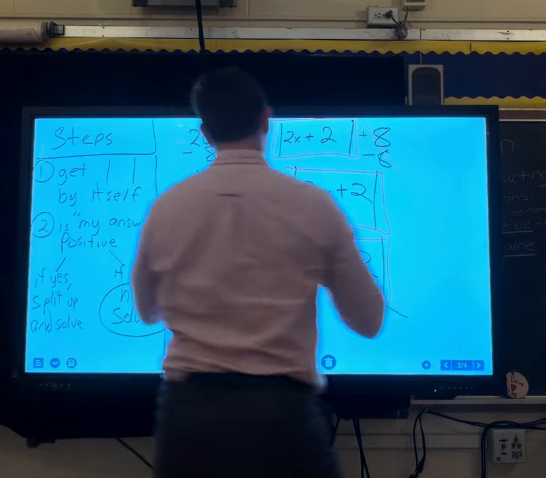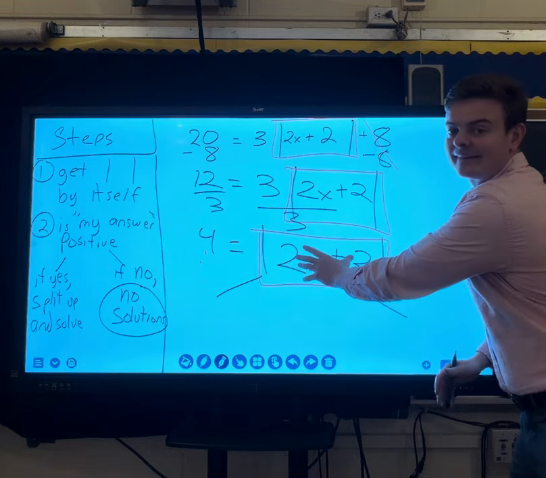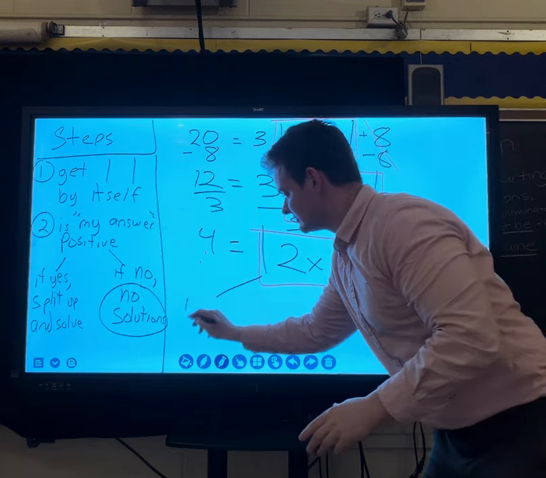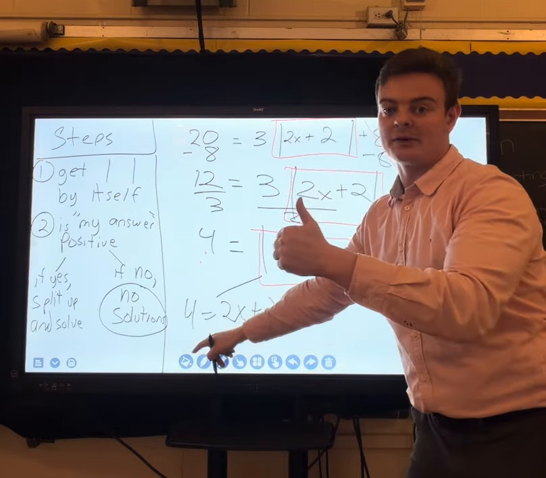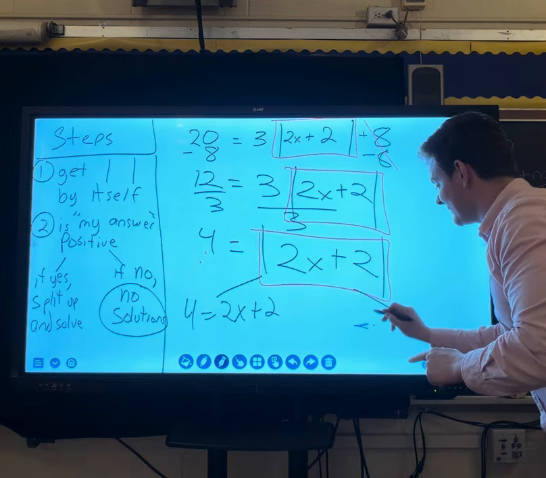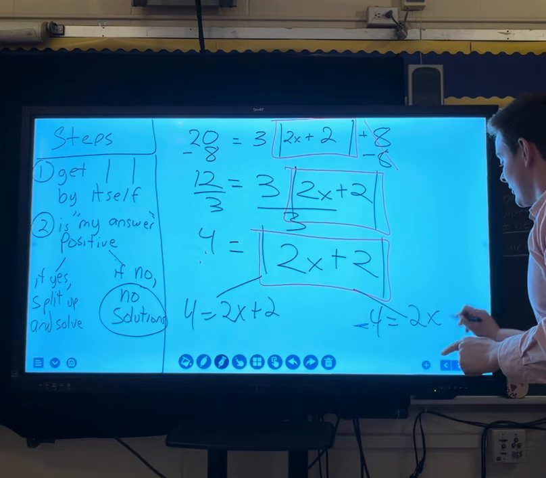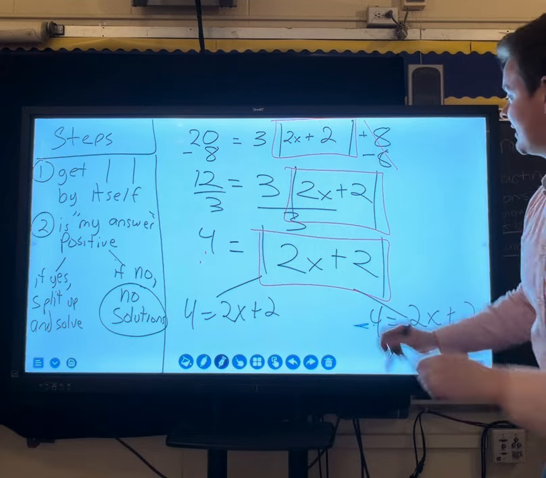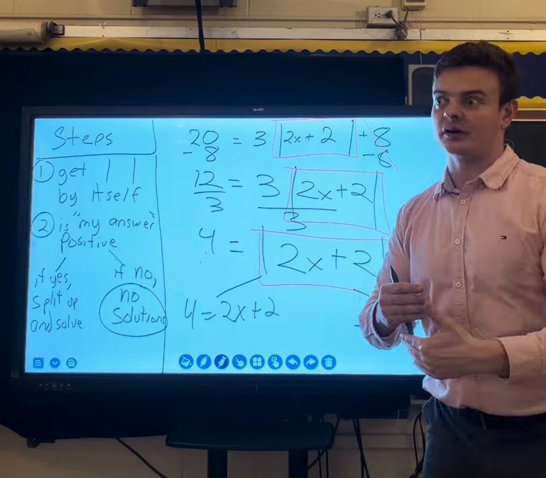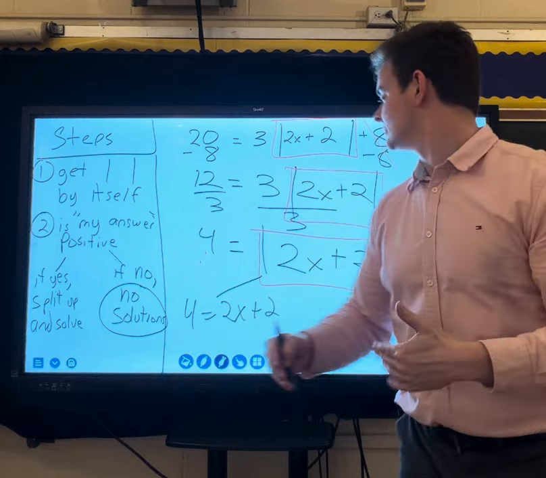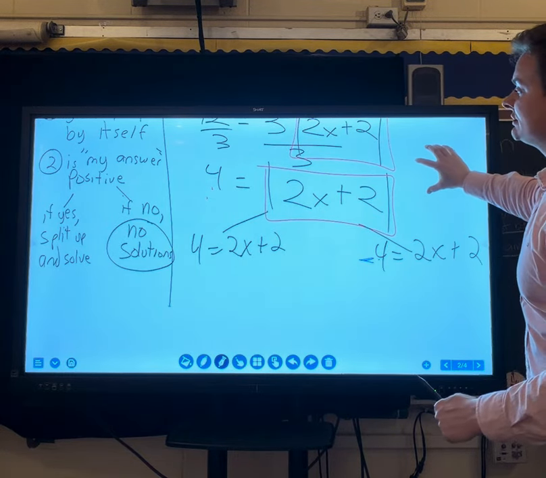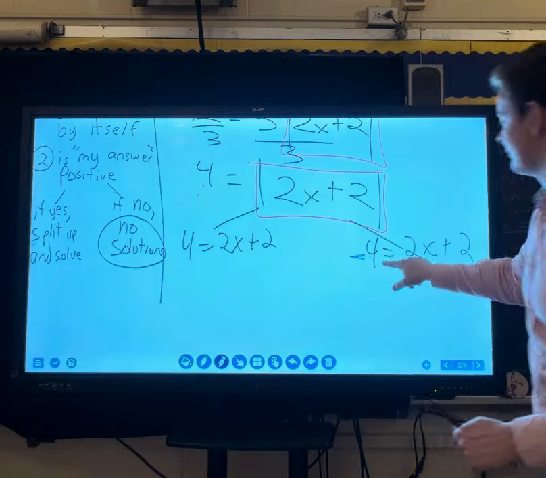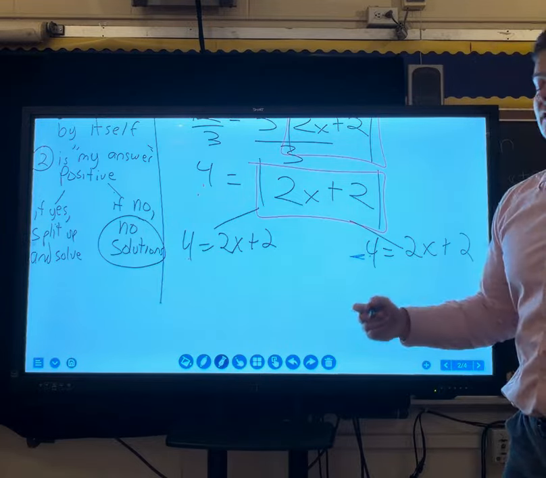So now I have to split it up, because remember, I want this to be 4, which means the two answers: if I could somehow get this to be positive 4, that would be good. If I could somehow get it to be negative 4, that also would be good, because the absolute value of negative 4 is still 4. Cool. So I split it up into two equations, one positive, one negative, and I just solve these.